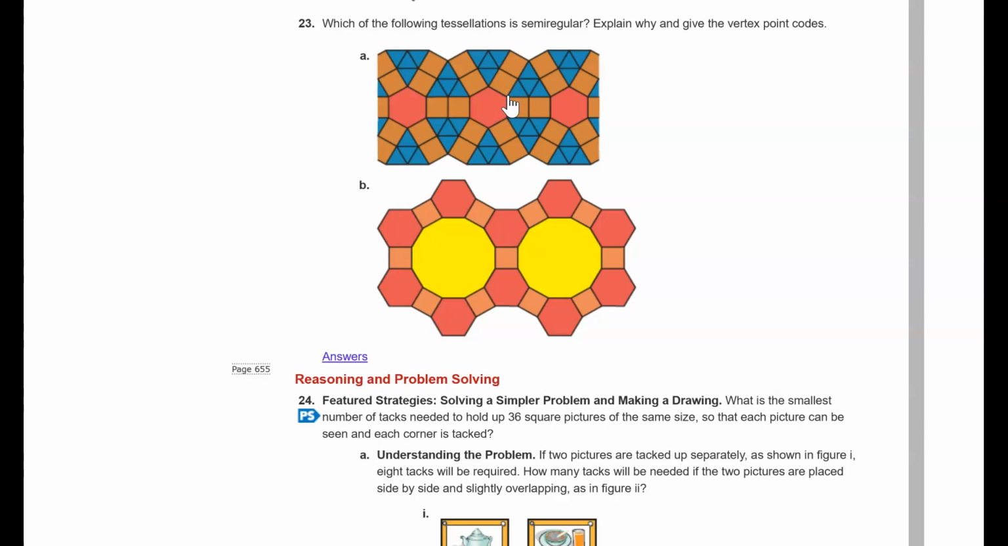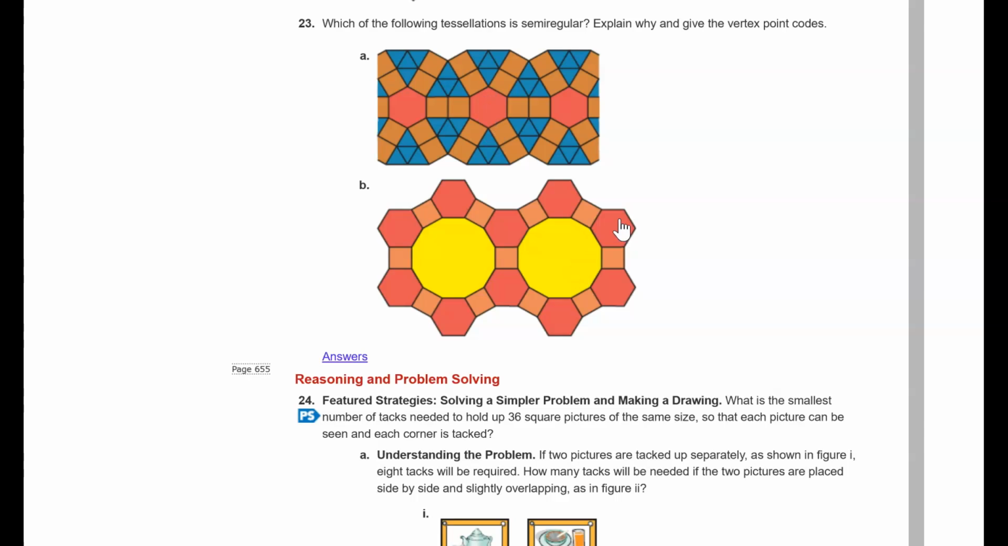4, 6, 4, 3. And then if I come up here, I've got a 3, 3, 3, 4, 4. So there's no hexagon touching this vertex. So this would not be a semi-regular tessellation. And just visually, you can see that there's this hexagon pattern running in the middle, but then it doesn't run throughout here. Not every single vertex has a hexagon meeting at it. So this would not be semi-regular.